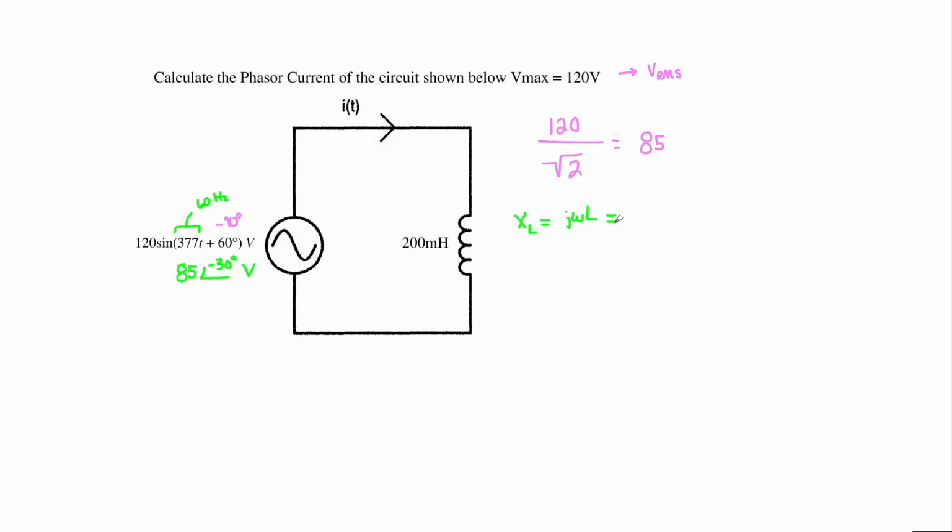Now, plugging in the values of omega, which is 377, and our L of 200 millihenries, plugging in the variables and solving, we find that our reactance is equal to j75.4.